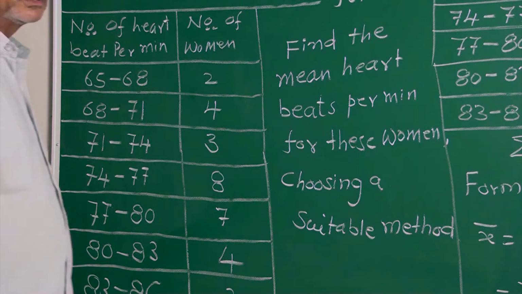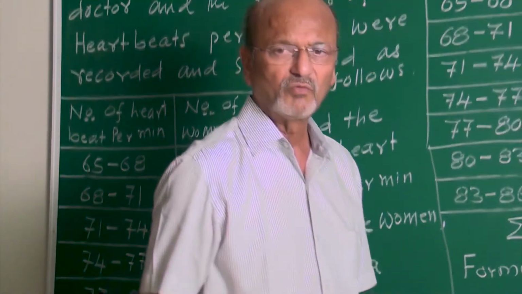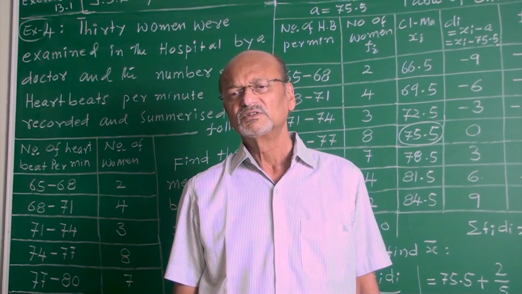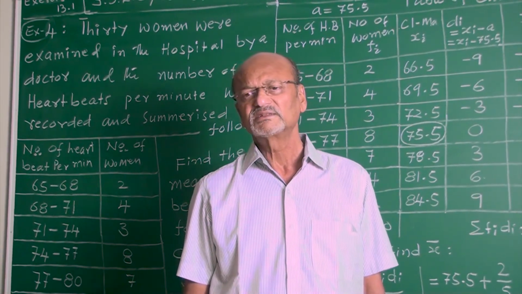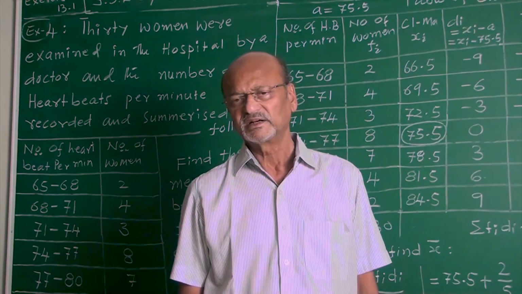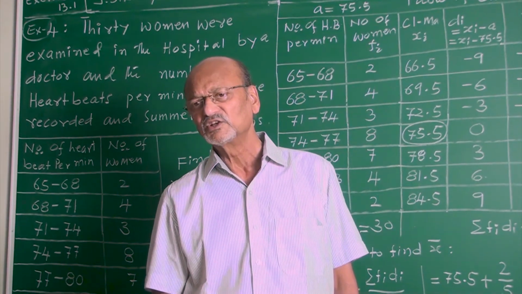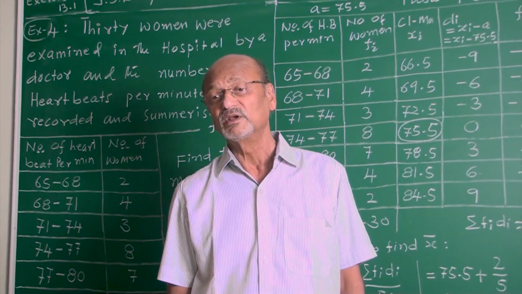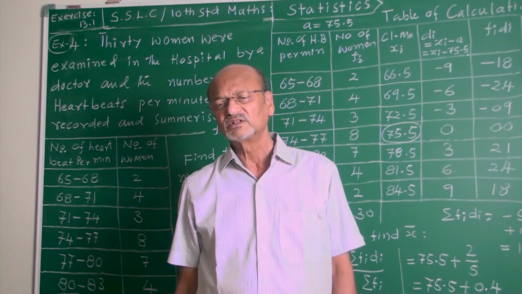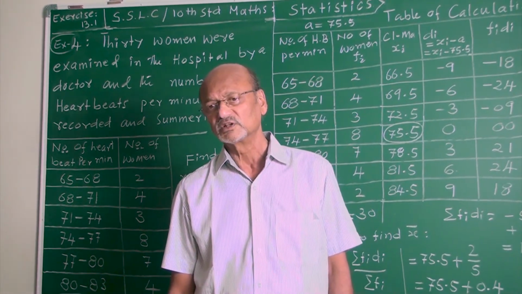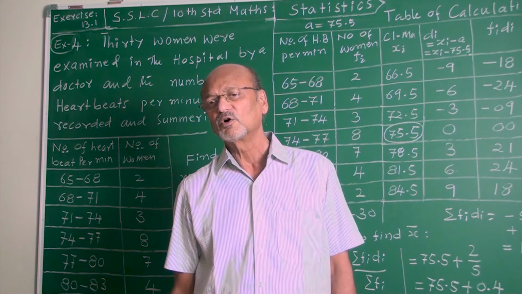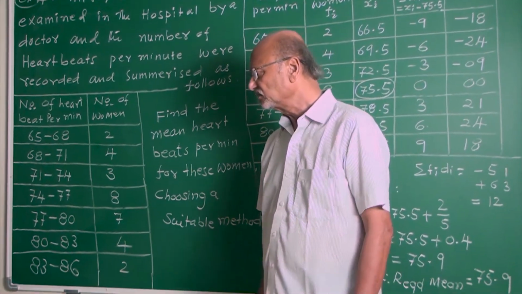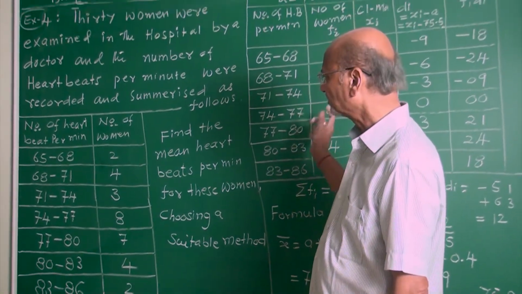Choosing a suitable method means, my friends, there are 3 methods. One is a direct method, as you know. What is it? X bar equal to sigma Fi Xi upon sigma Fi, direct method. Then what is this? Assumed mean method. In this case, you must find A, the assumed mean. That is always the mid value of your distribution, Xi. Mid value in the column Xi, middle value. That is A. Next you have to go for what? Xi minus A, like this, my friends.